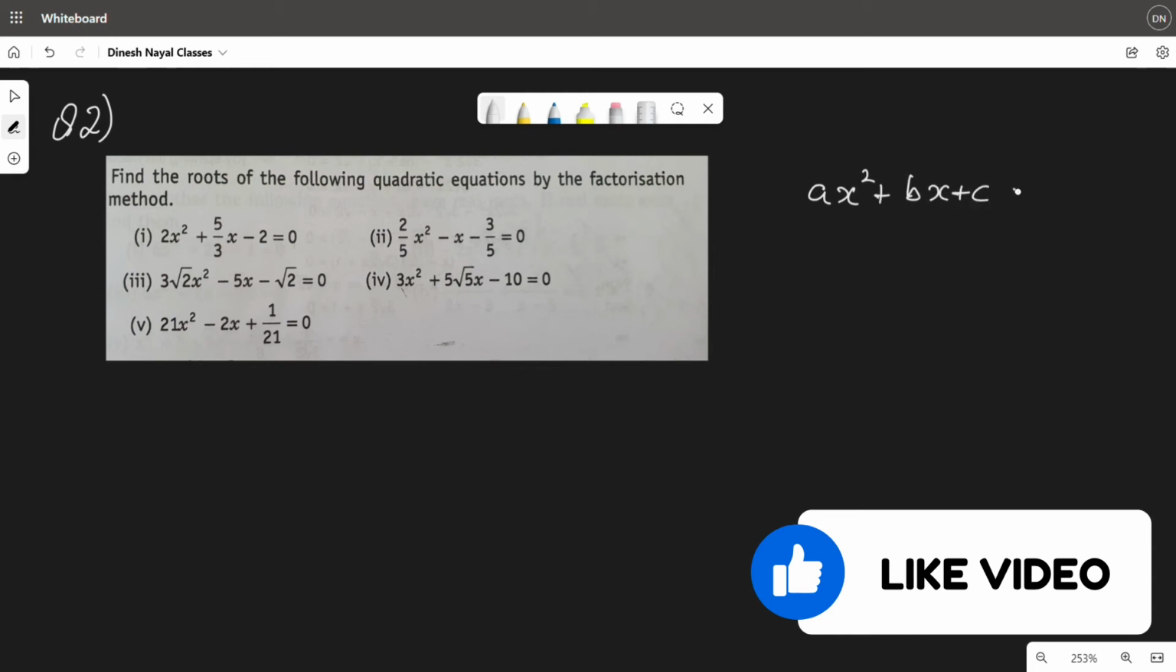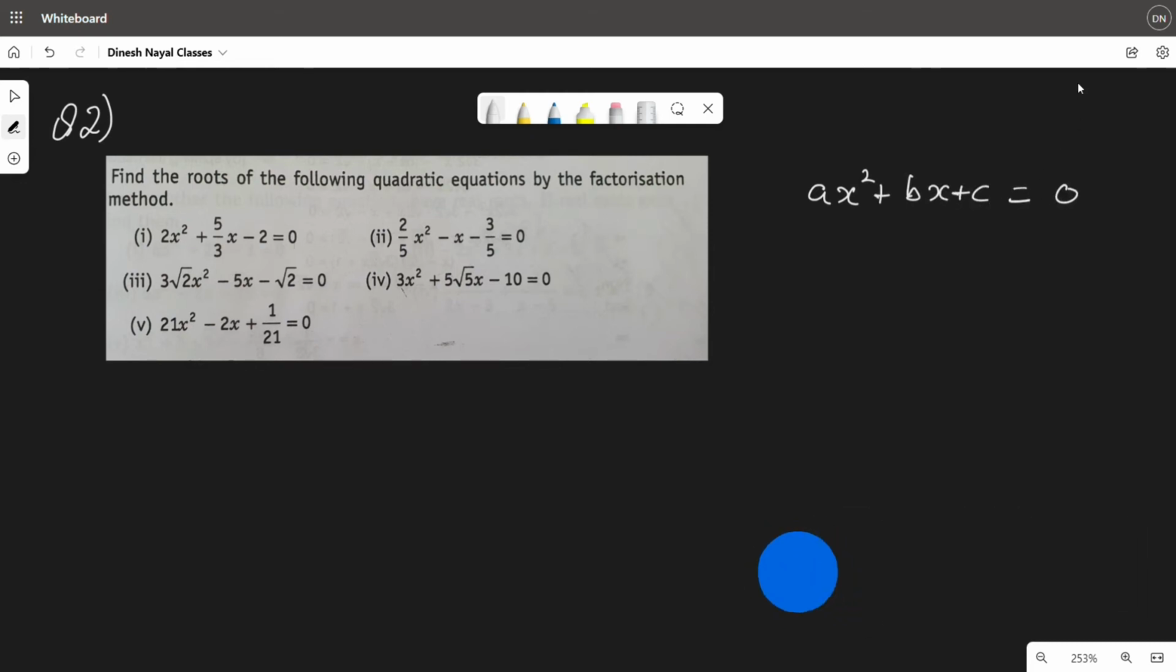And before going to this, we should know that if ax square plus bx plus c equals 0 is the quadratic equation, factorization means basically we have to do the middle term splitting. So over here we are actually splitting the middle term. I think this is the only point that you should know. So we will be splitting the middle term in our question.